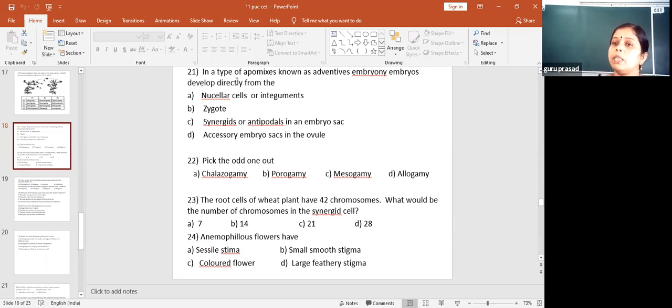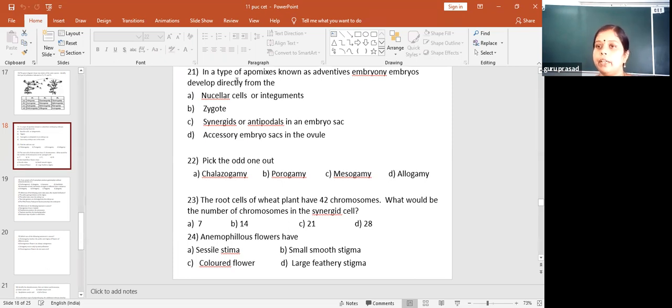Okay, so what is mesogamy? In some cases the pollen tube never enters either through the chalazal pole or through the micropyle. There are only two openings, so where else can it go? It enters through the integument layers. It enters through the integument, the hard coating. So that is said to be mesogamy.